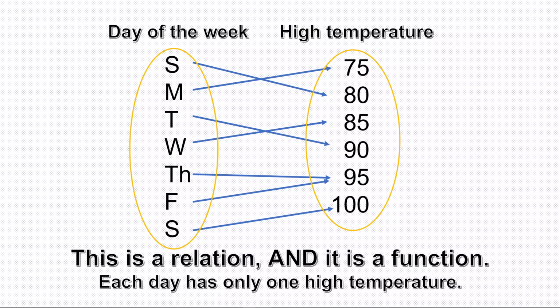Now, notice that both Thursday and Friday have the same high temperature. This is okay. This is still a function. In a function, there can be 2 arrows from the left pointing to the same value on the right. There just can't be 2 arrows coming out of the same value on the left. Each value on the left can only have 1 arrow coming out of it.